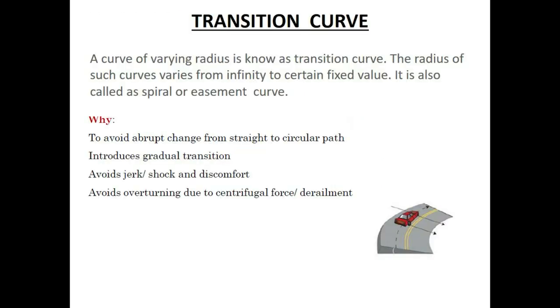Transition curves. A curve of varying radius is known as transition curve. So in this, the radius can vary from infinity to certain fixed values. It is also called as spiral or Eastman curve. So as to why we need a transition curve, it avoids abrupt change from straight to circular paths. So it introduces a gradual transition of change in direction. And this helps in avoiding the jerks or shocks and discomfort for the vehicles. And it avoids overturning due to centrifugal force.